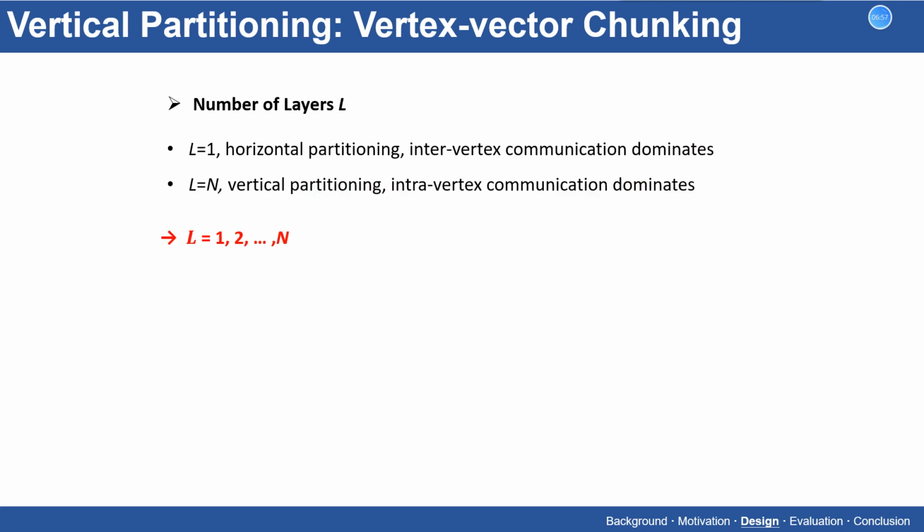According to the above analysis, when the number of layers L equals 1, the partitioning strategy is totally horizontal partitioning, and the communication cost is dominated by the inter-vertex communication. However, when L equals the number of computing nodes n, the partitioning strategy is totally vertical partitioning, and the communication cost is dominated by the intra-vertex communication. Thus, L should be chosen between 1 and n.